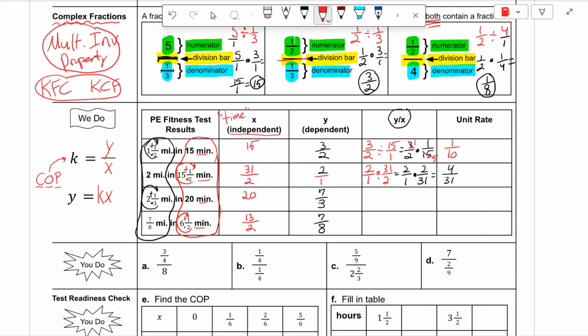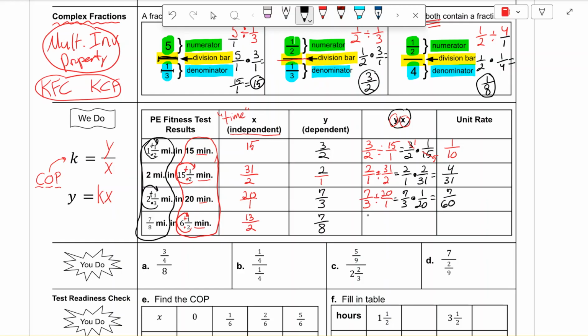The next one is 7/3. Is our Y value, always comes first. See, the Y is being divided by the X, is being divided by 20 over 1. So we'll keep the first one, and then we'll change it to multiplication. We will reciprocate 20 over 1 to be 1 over 20. We'll look to cross reduce, and there are no opportunities. So 7 times 1 is 7 over 3 times 20 is 60.